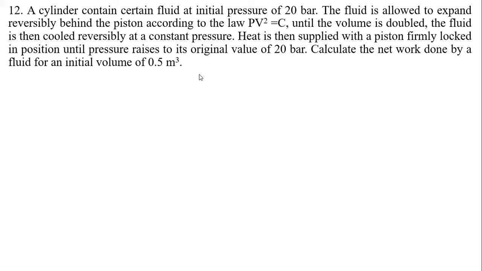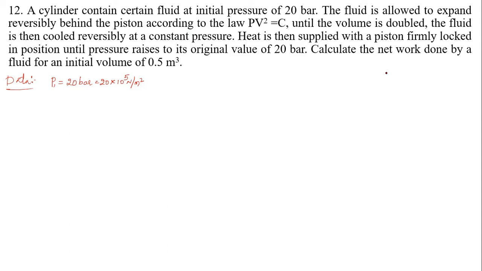Read out the problem. A cylinder contains certain fluid at an initial pressure of 20 bar. The initial pressure is given. Initial pressure P1, which is 20 bar. It means 20 into 10 to the power of 5 Newton per meter square. The fluid is allowed to expand reversibly behind the piston according to the law of PV to the power of 2 is equal to C.